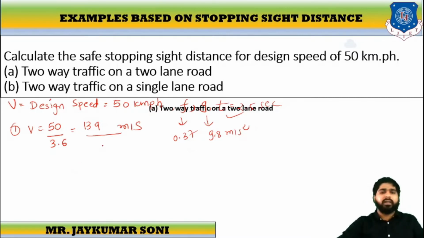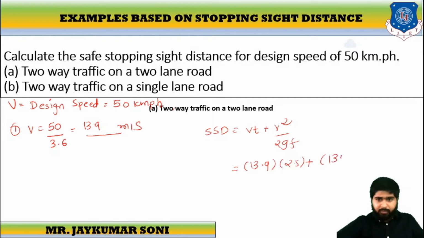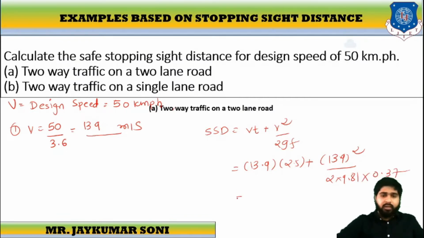The first case is two-way traffic on a two-lane road. The example calculation is very simple. SSD equals VT plus V square by 2gf. V we have calculated over here is 13.9. T is 2.5, plus 13.9 whole square by 2 into 9.81 into f, which stands for 0.37. Let us calculate this value. What are you getting? Just calculate.